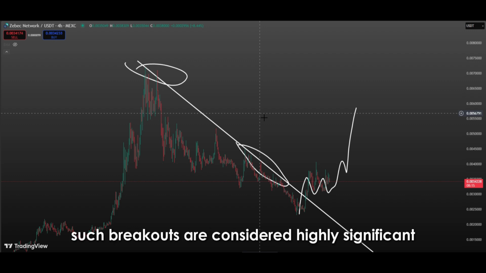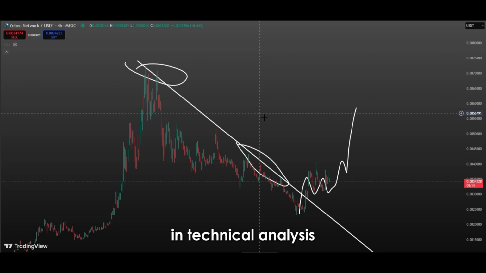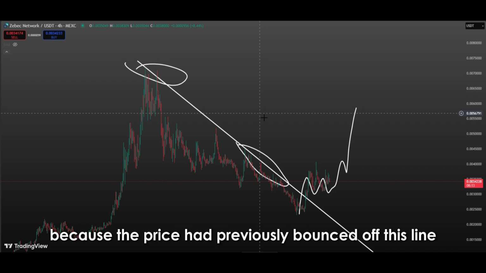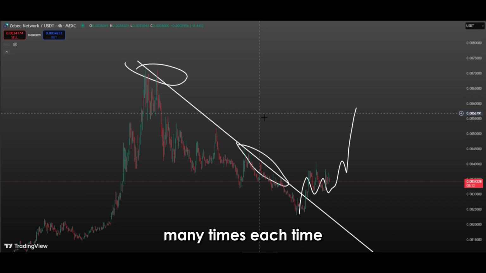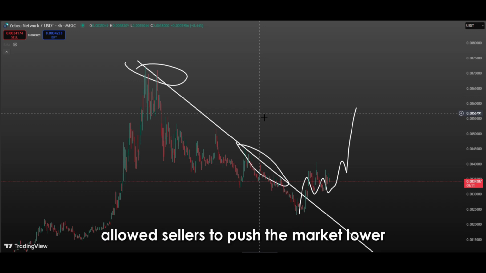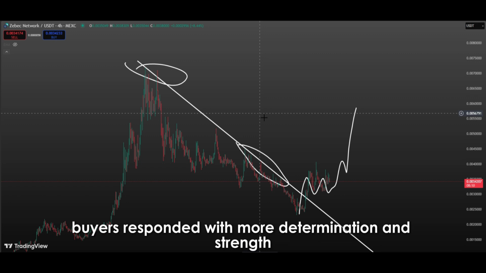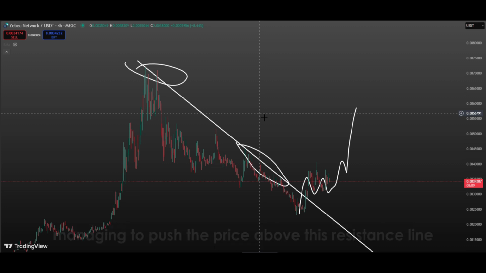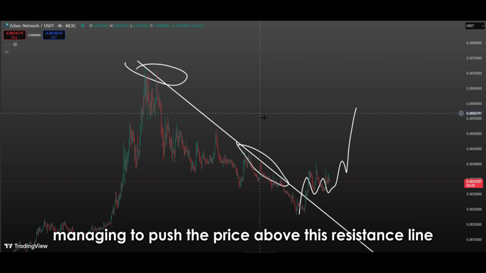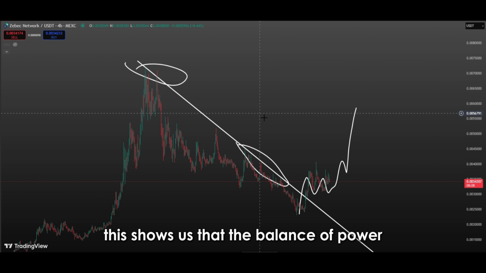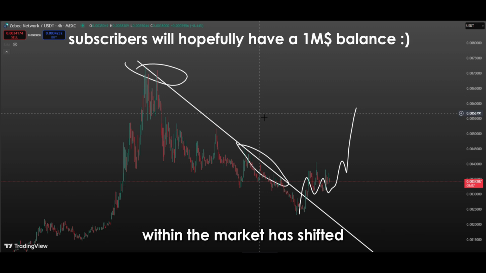Such breakouts are considered highly significant in technical analysis because the price had previously bounced off this line many times. Each time, the weakness of buyers allowed sellers to push the market lower. But this time, things played out differently. Buyers responded with more determination and strength, managing to push the price above this resistance line. This shows us that the balance of power within the market has shifted and buyers have taken control again.